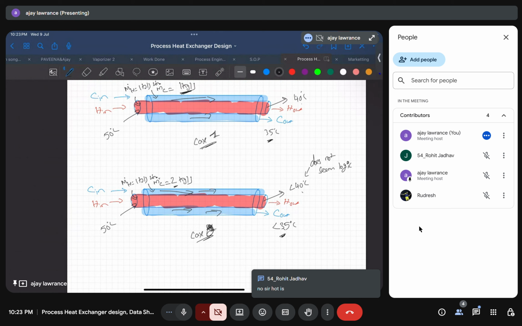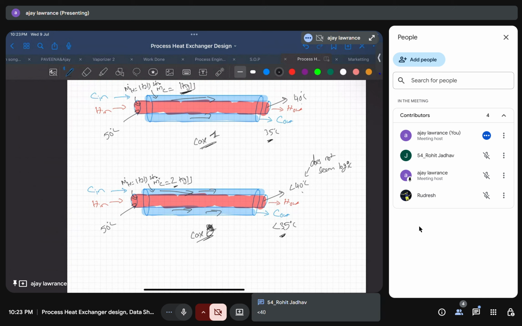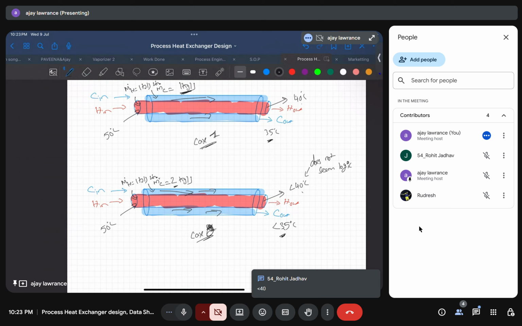No sir, hot is less than 40? No, wrong. It will not be less than 40. It will be greater than 40. It will be less than 35, that is correct. It will be greater than 40.